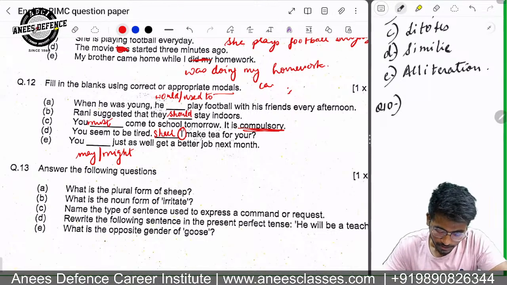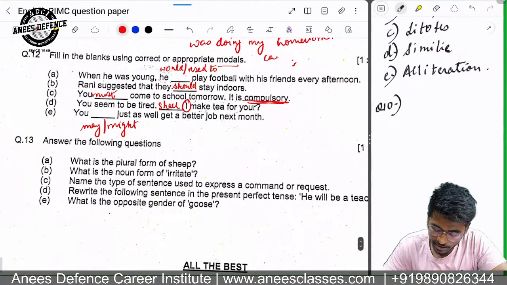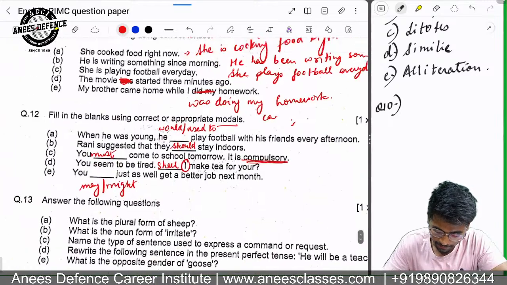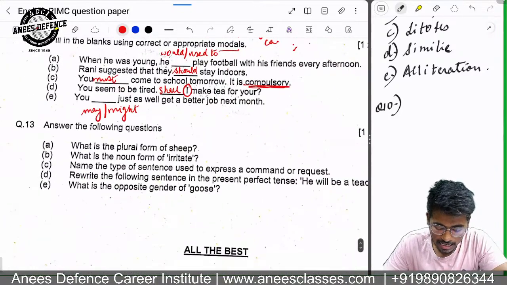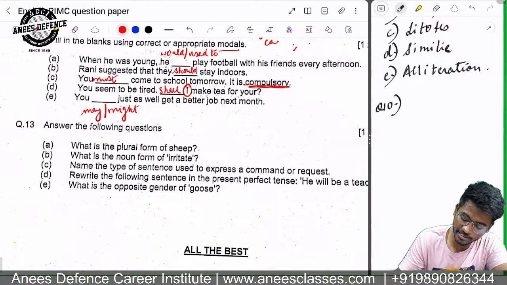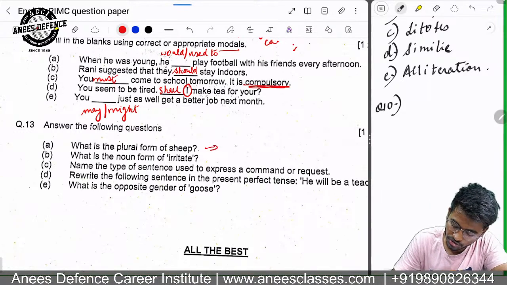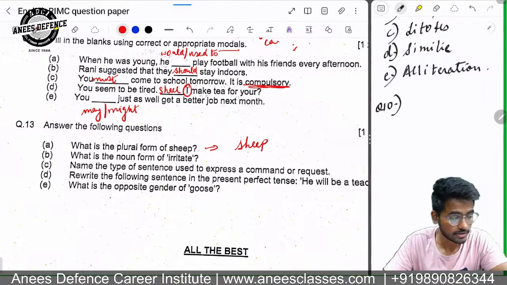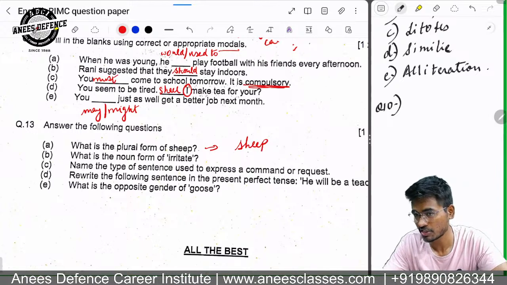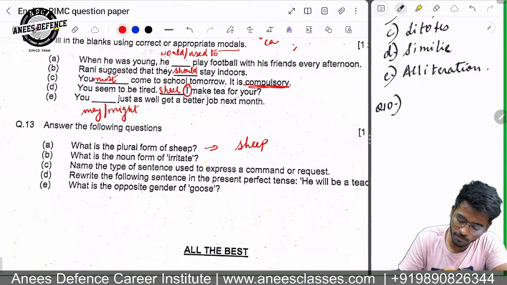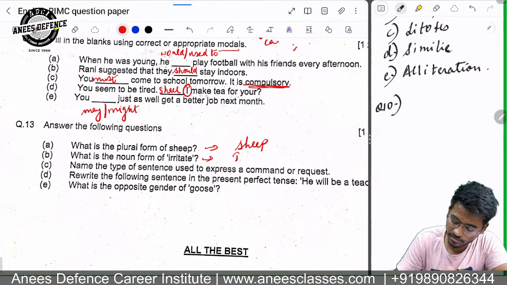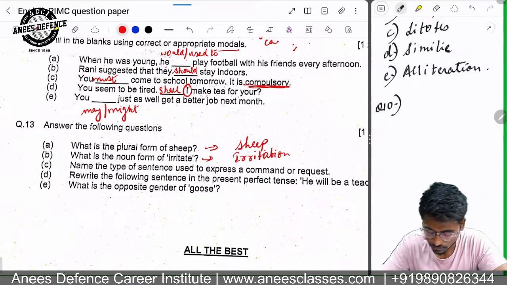Okay, so I hope आप लोगों ने ये किया है, and if you have done then it is correct. Question number 13. Answer the following questions. What is the plural form of sheep? Very easy. sheep का क्या है भाई plural form? sheep ही होता है. Sheeps नहीं होता, sheep ही होता है plural. Noun form of irritate, it is irritation. Noun form है ना, irritation.